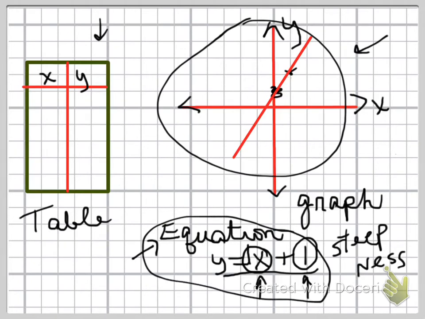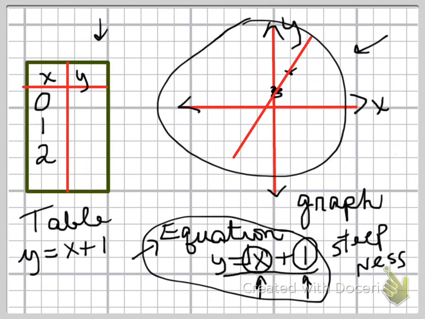Now let's look at the table. Looking at the table, we have to just choose values for x. So we can choose any value. I will choose -1, 0, 1, 2. So we need to find out now what y is. Using the information we have, y equals x plus 1, right?